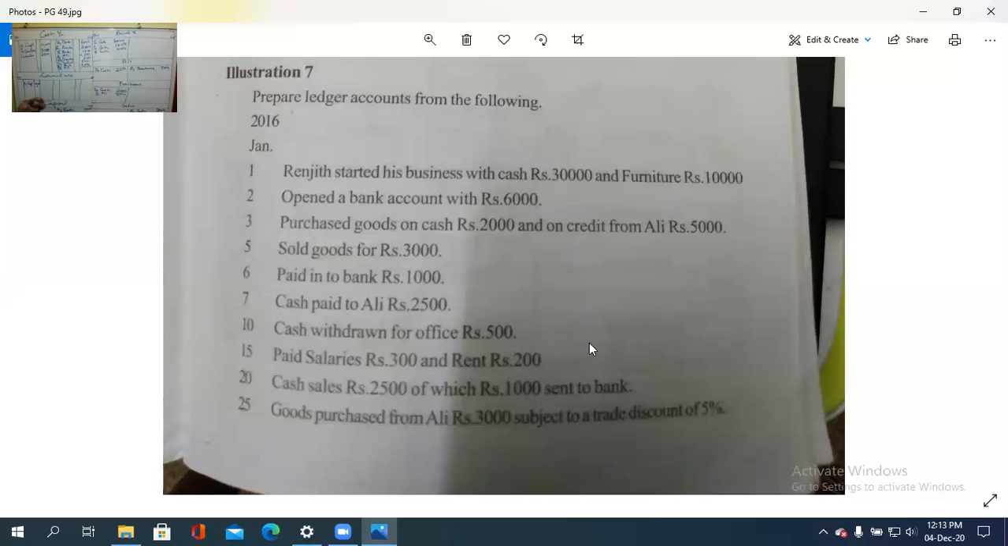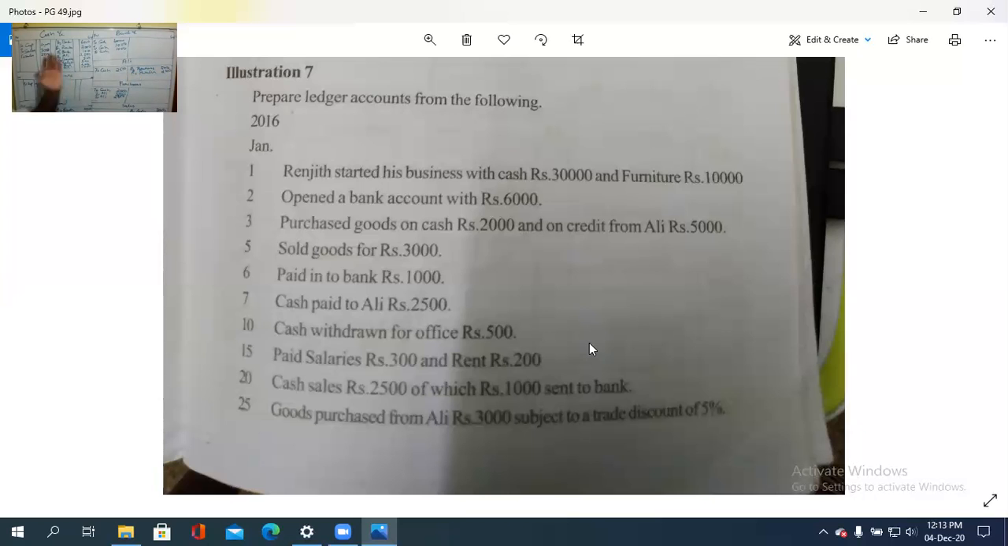So goods are purchased from Ali. So purchase account debtor to Ali. In Ali's case, purchase account debtor to Ali 2,850 and by purchase 2,850. So see here, these are the entries that are to be transferred.